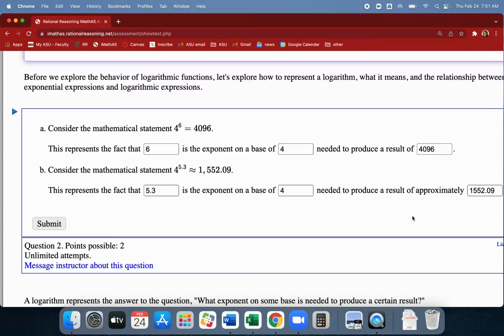So log base 4 is a type of log. Log base 3 is a type of log. It's like the base doesn't change, similar to what I was just saying with square roots. Square root is a type of root. There's a cube root, there's a 4th root, there's a 5th root.